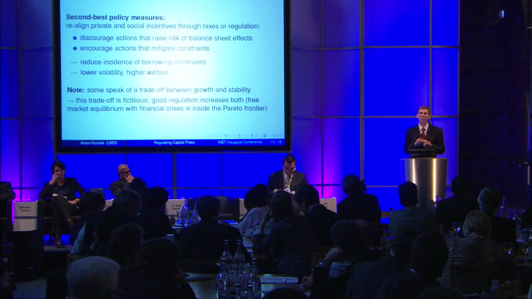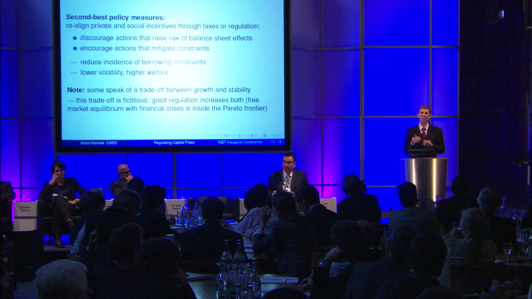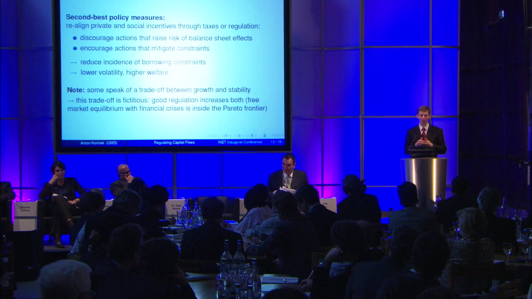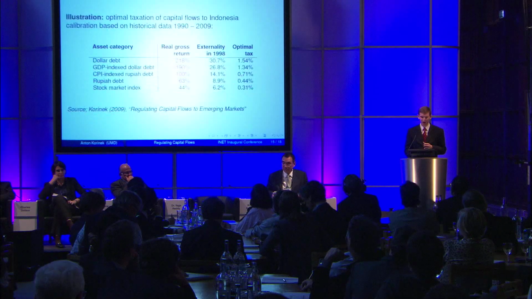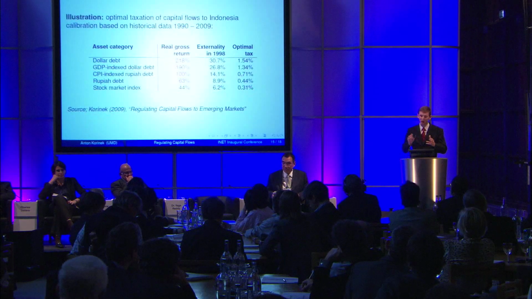A side remark: some people speak of a trade-off between growth and stability that is faced by regulators, but in an externality framework like this one, the trade-off is actually fictitious. Good regulation can increase both stability and efficiency, or growth if you want, because basically the free market equilibrium is inside the Pareto frontier.